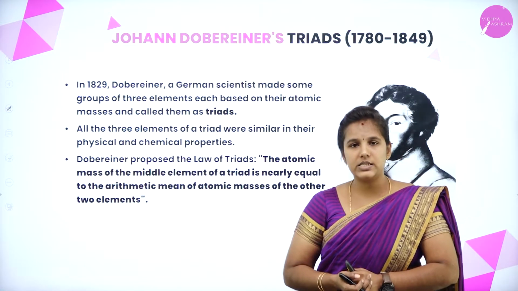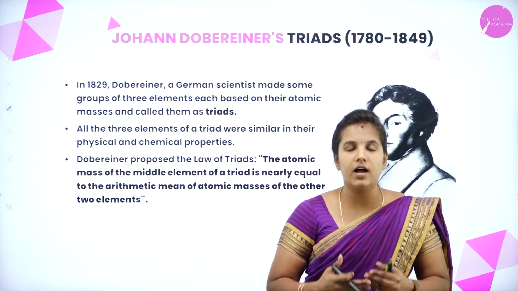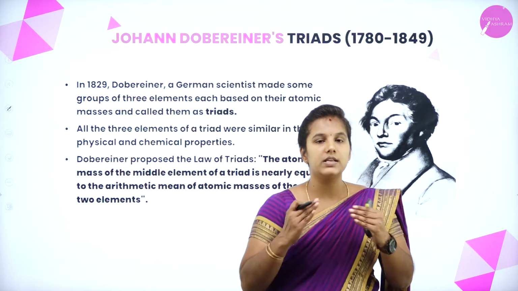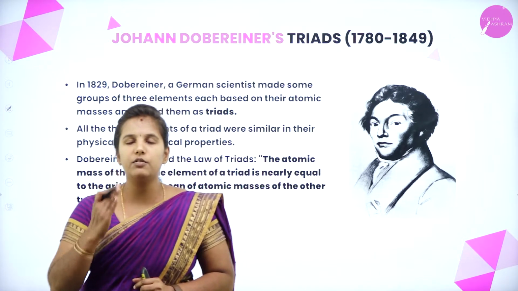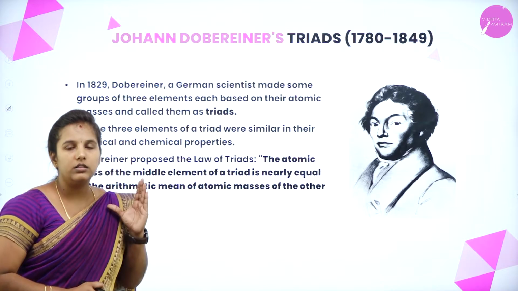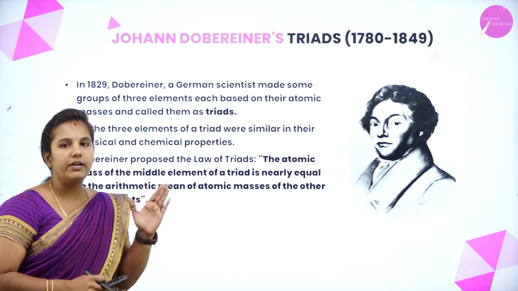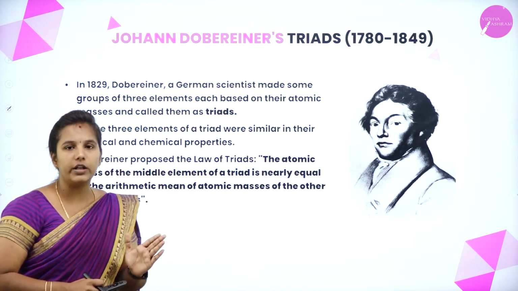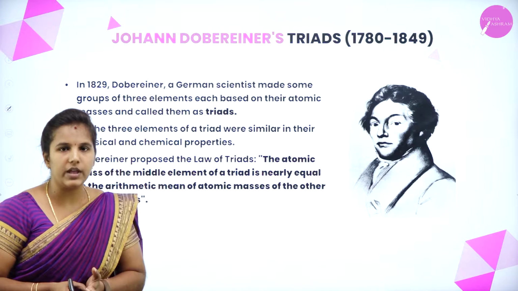Now, let's see the role of the scientists who contributed their own ideas to arrange these elements systematically in the periodic table. The first and most famous scientist is John Dalton. He lived from 1780 to 1849, and he gave a better idea for the classification of the elements.